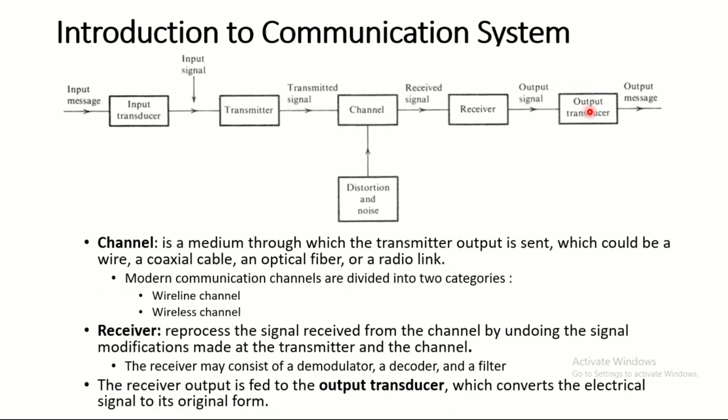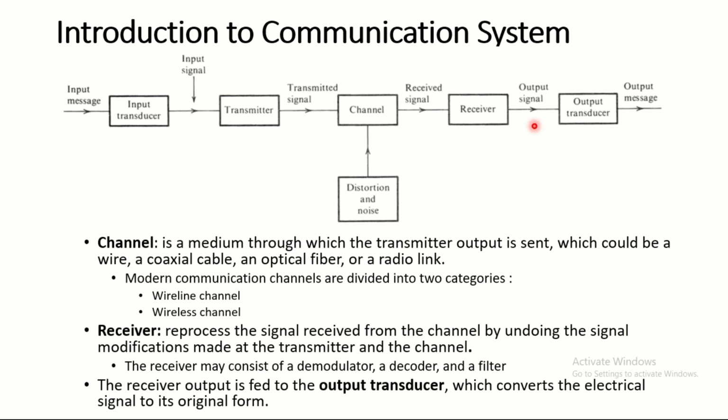Then we have this output transducer. Here the output signal of the receiver is in electrical form, so this electrical waveform needs to be converted to the desired output message signal. This output transducer converts this electrical waveform or electrical signal back to the original message signal which was generated by the source. For example, if we have a telephone communication system, then this electrical waveform will be converted to a speech signal.